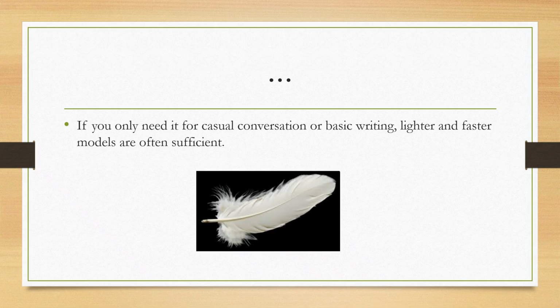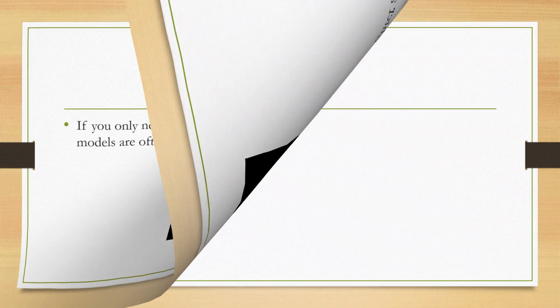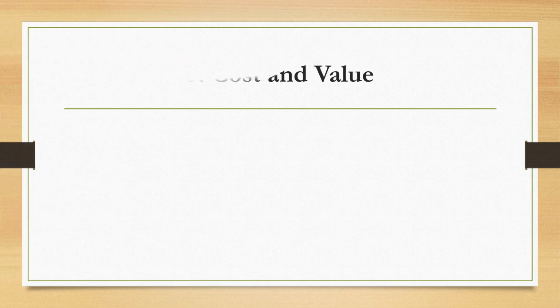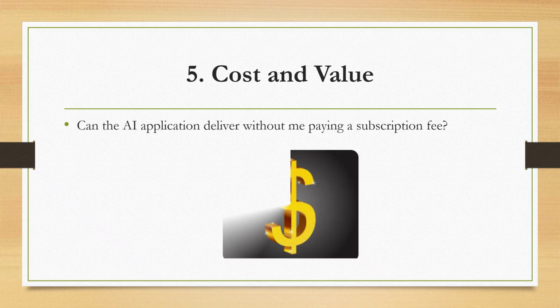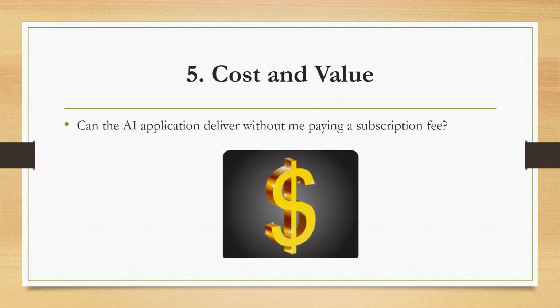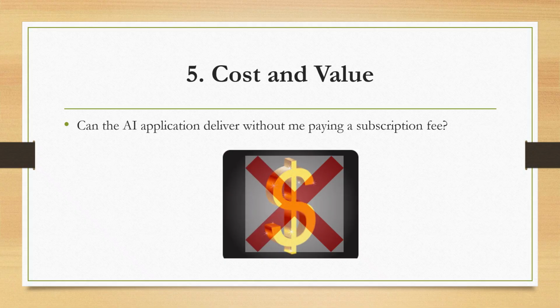Then number 5 is the cost and value. Sometimes you need to look at some of these AI models and AI applications and see whether the free version will meet your needs, or if you'll have to pay a subscription in order for your needs to be met. So in some cases, you have your AI model meeting your needs without you necessarily paying anything, and then you settle for that.